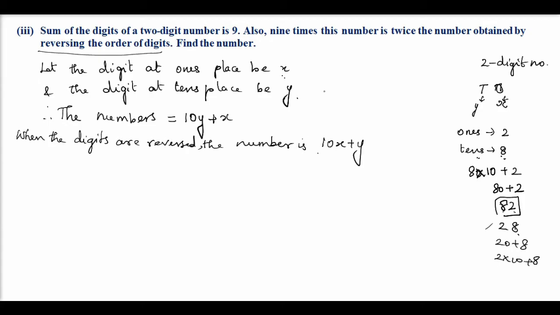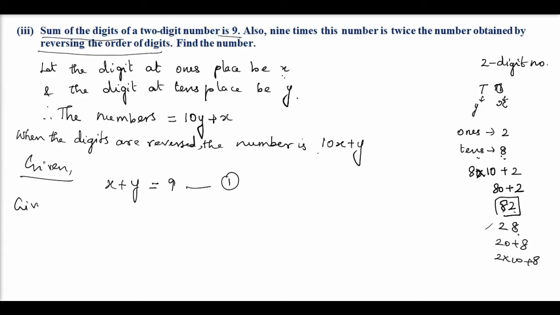The given conditions are: sum of two digits is 9. Sum of digits is 9 is the first condition. The digits are x and y. So sum of digits means it is x plus y equal 9. This is the first condition given. Therefore, I get the first equation as x plus y equal 9.